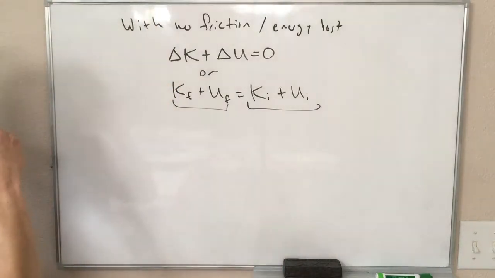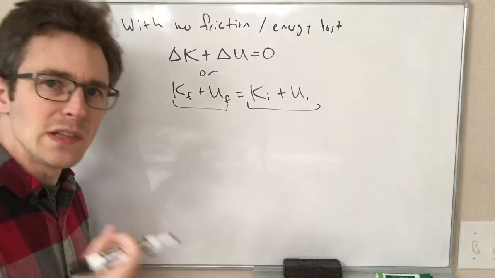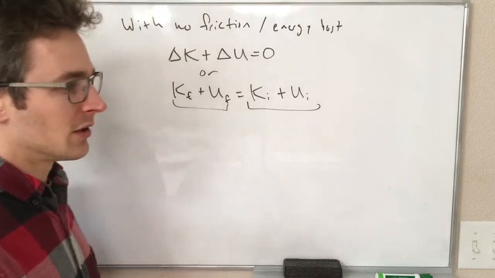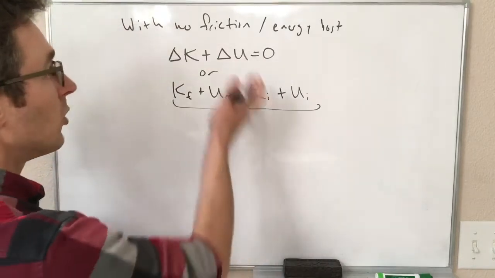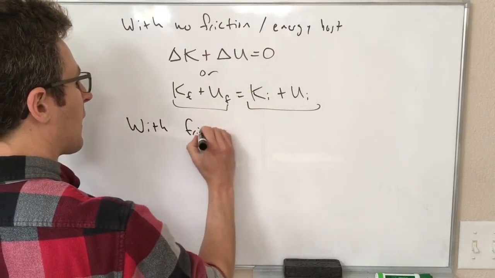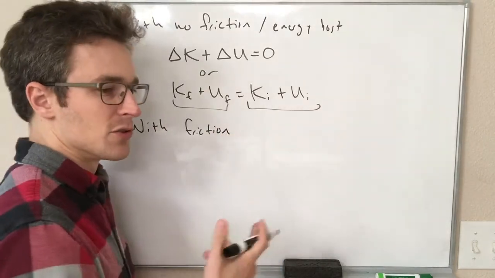So if we do have some amount of energy leaving the system because of friction or some other force like friction that takes mechanical energy away, we only have to change these equations slightly. And to introduce this, I'm going to introduce a new term.